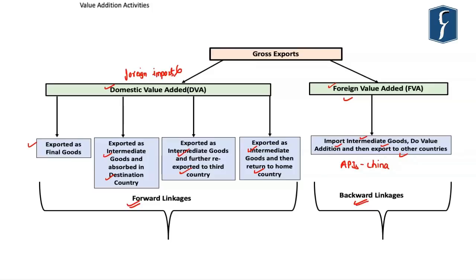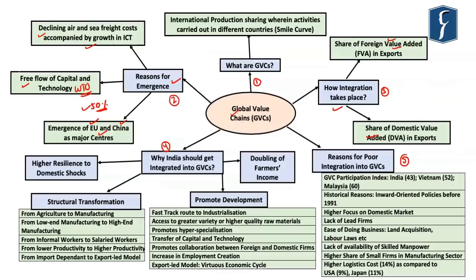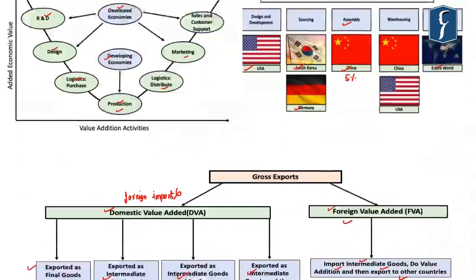So if you want to know the extent of integration of a particular economy into the global value chains, then we simply have to look at the share of the domestic value added and the foreign value added goods and services in the share of the overall exports from a particular country. So higher the share, higher would be the integration of a particular economy with the global value chains. Now, coming to the most important question as to why should India get integrated into the global value chains.